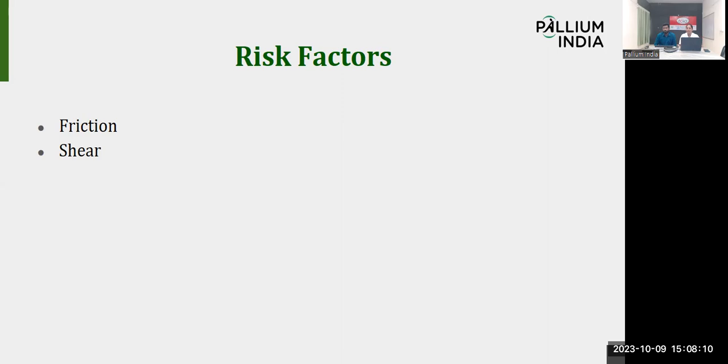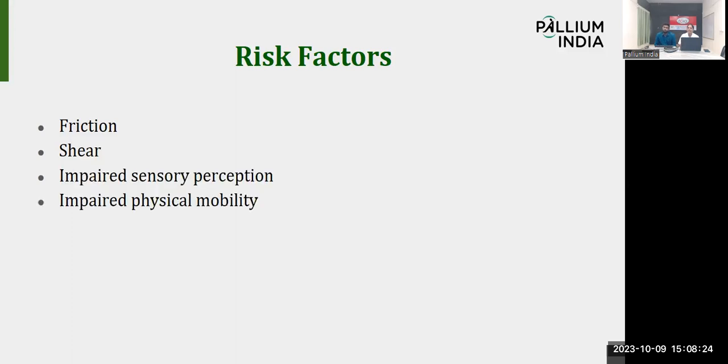So that friction can lead to skin injury, and shear pressure also accompanies that. Because of improper positioning of the patient, that can lead to injury, right? Then impaired sensory perception. If sensory perception is impaired, it also can lead to pressure ulcer.